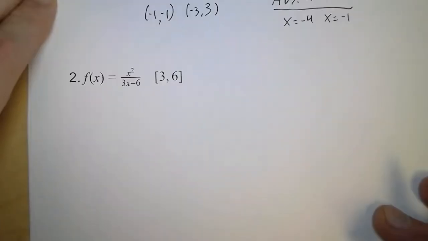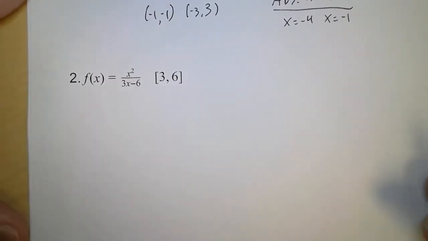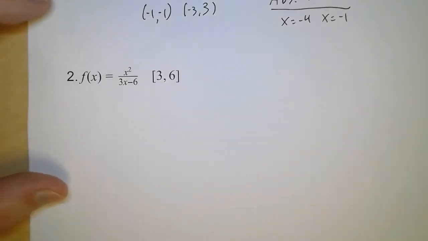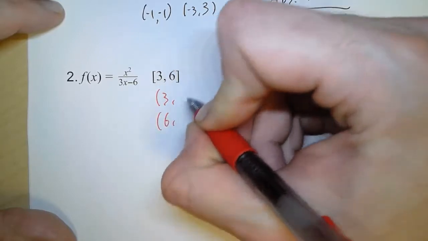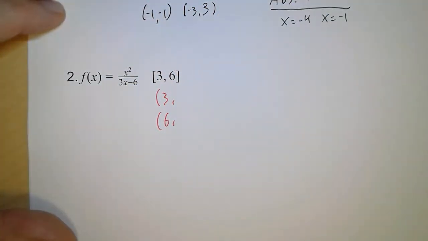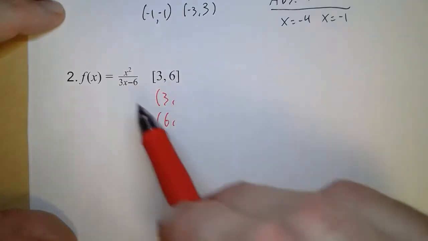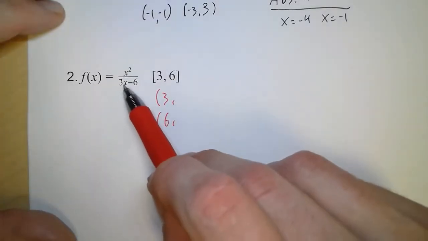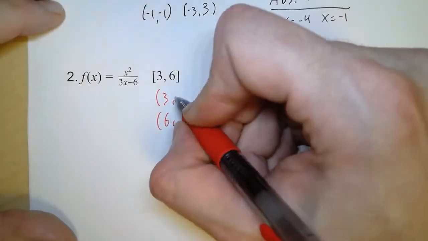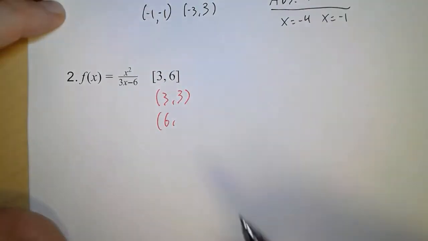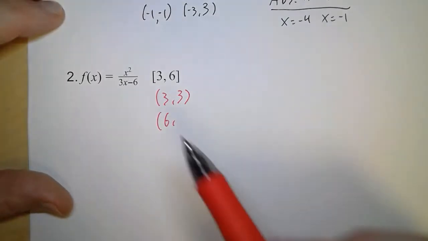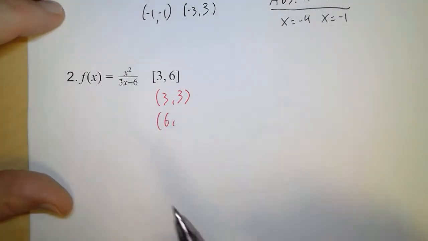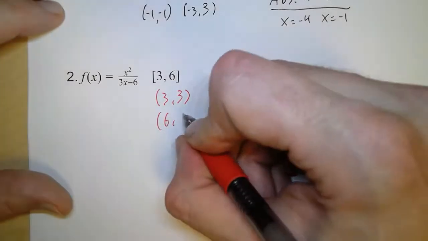So now let's look at number 2. Here we've got this function, and we want to look at the endpoints and see, if we plug in 3 and if we plug in 6, what will our values be? If we plug in 3, we have 9 on the top over 9 minus 6, so that's 9 over 3, so we get a value of 3. If we plug in 6, we have 36 on top over 18 minus 6, so that's 36 over 12, which should also be a value of 3.